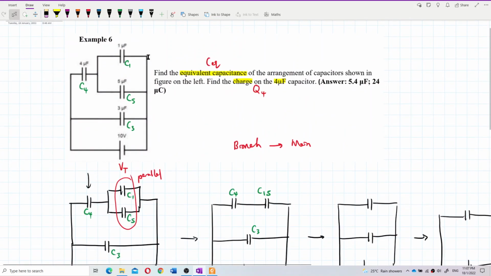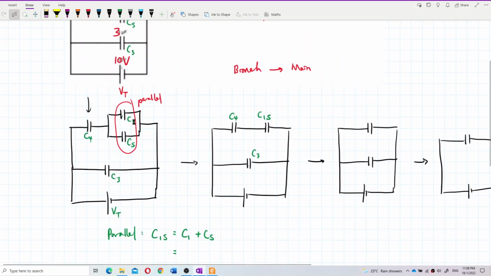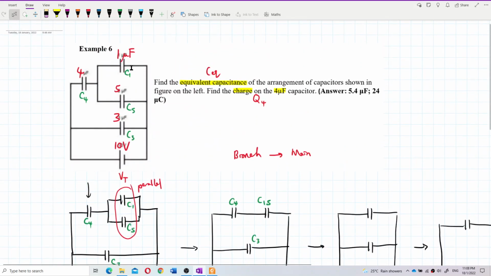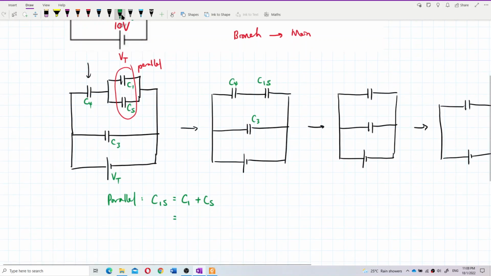Maybe I should write it again, more clearer. This is 1, this is 4, this is 5, this is 3, everything in microfarad, and this is 10 volt. Now it's clearer. C1 and C5 are 1 microfarad and 5 microfarad. 1 micro plus 5 micro, so you have 6 microfarad. That's for C15.